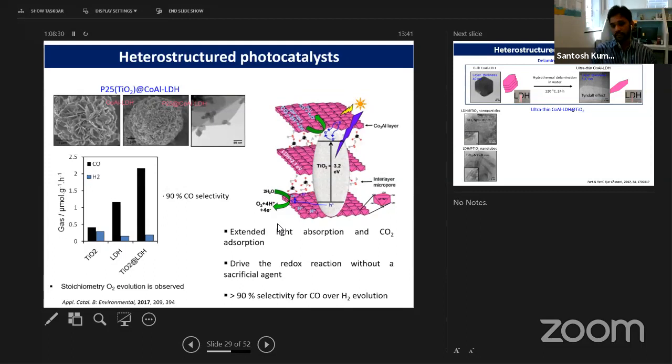And selectivity, that is something the industry will be looking at, selective production of any product they want. The selectivity is greater than 90%.